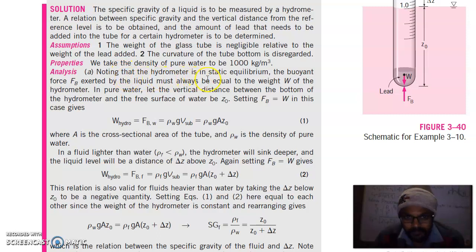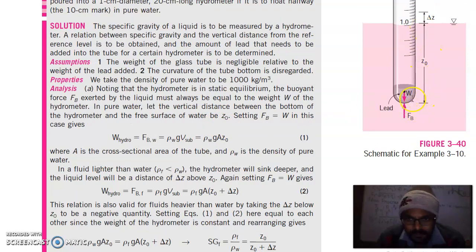Noting that the hydrometer is in static equilibrium, the buoyancy force F_B exerted by the liquid must always be equal to the weight W of the hydrometer. This is the buoyancy force, this is the weight of the hydrometer. In pure water, let the vertical distance between the bottom of the hydrometer and the free surface of water be Z0. So this is Z0. Setting the buoyancy force equal to W in this case, with F_B equal to W, because it is at this position, the equilibrium position.